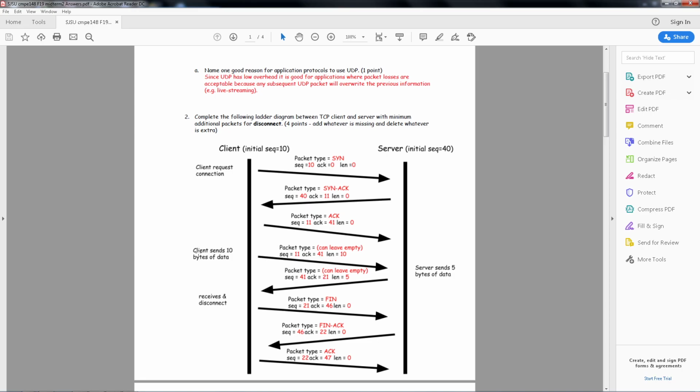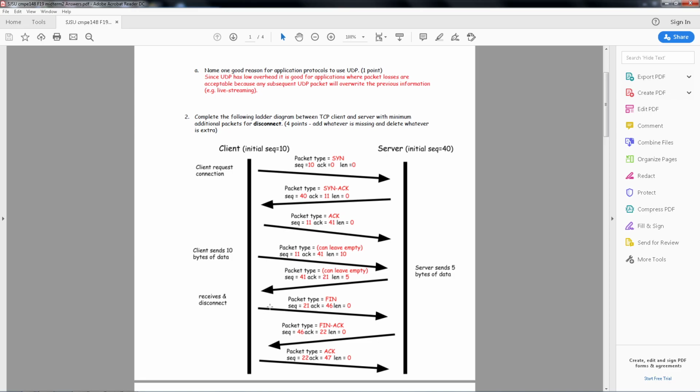And so now we can send data. This sends 10 bytes of data, and this packet type you can leave empty, or you could put acknowledgement here. But now you have an 11 because of this SYN right here, acknowledging 41 because of this SYN right here, and then a length of 10. Again, this length is just referring to the payload that you're sending. So now we do 11 plus 10 to get this acknowledgement of 21. This is an acknowledgement of 41, so the sequence number must be 41. The server is sending 5 bytes of data, so the length is 5 here. And then he receives it and the disconnect occurs.